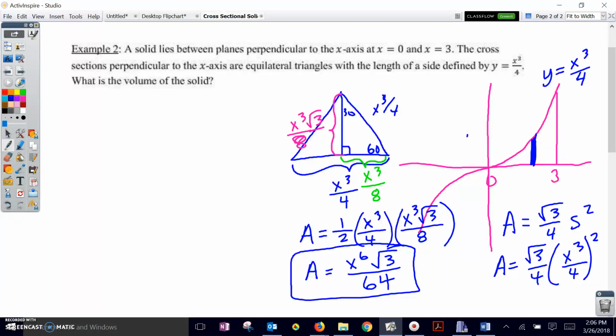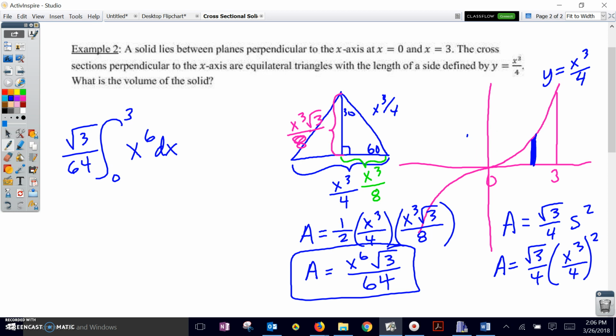Okay, so now that I have that cross-sectional area, finding the actual volume of the solid is pretty darn simple. We can bring the constant out in front of our integral. So we've got square root of 3 over 64 out in front of our integral. Our limits of integration are going to be from 0 to 3, since those are the endpoints of the region. And that leaves as our integrand x to the 6th. And now we want to just, again, integrate this.